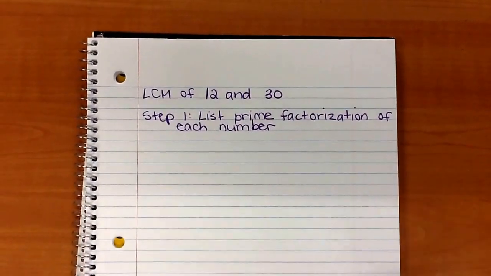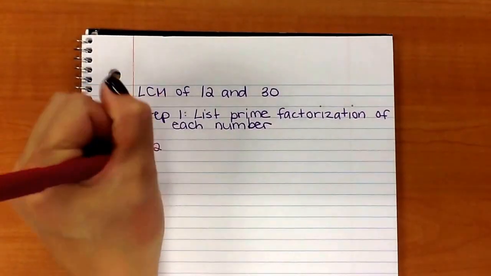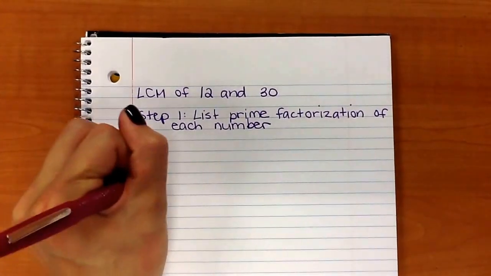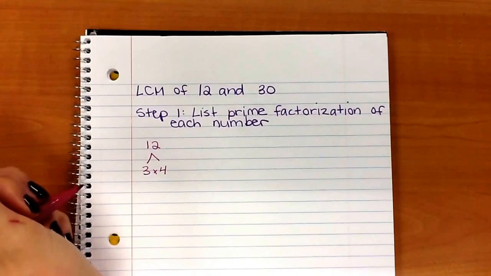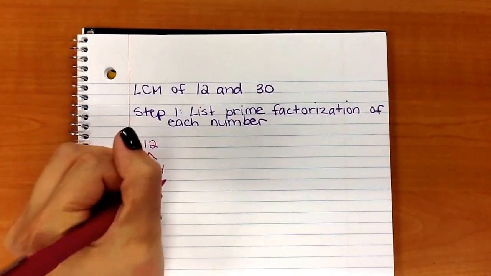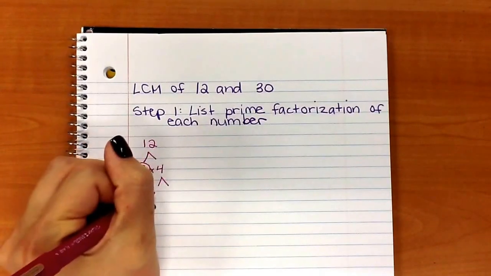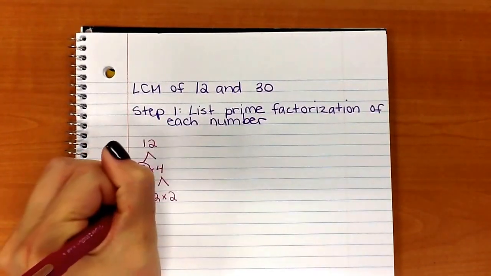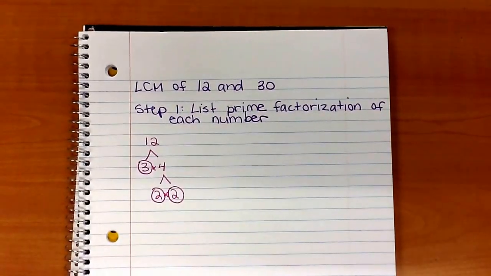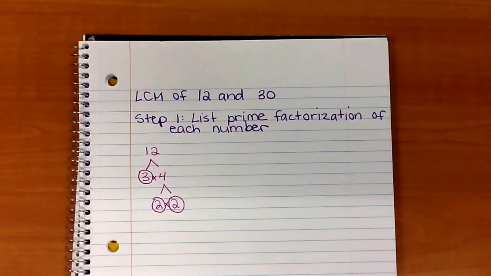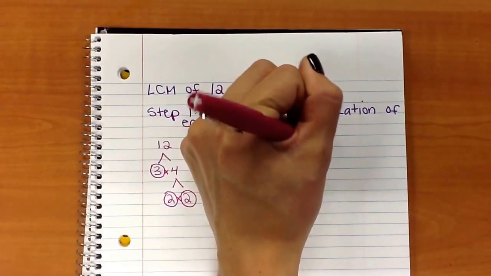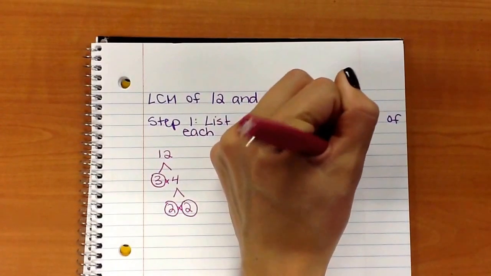Okay, so for 12, I'm going to do a factor tree to find my prime factorization. So I know that 3 times 4 equals 12. I know that 3 is prime, so I'm going to circle it. I'm done with this side, but I know that 4 is not prime. And I do know that 2 times 2 equals 4, and that those numbers are prime. Okay, so I'm done here. So for 12, my prime factorization is 2 times 2 times 3.